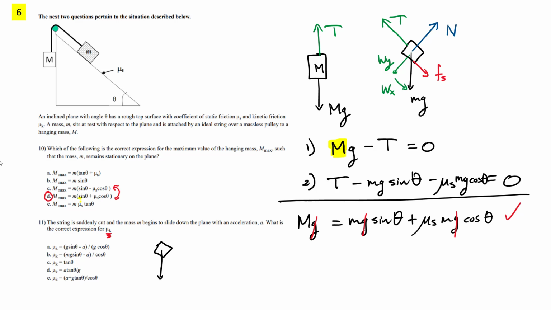We still have mg acting down. I still have my normal force perpendicular to the ramp. And now it slides down. So guess what we're going to have? We're going to have friction that is acting like this, right? This is the force of kinetic friction now because it's sliding.